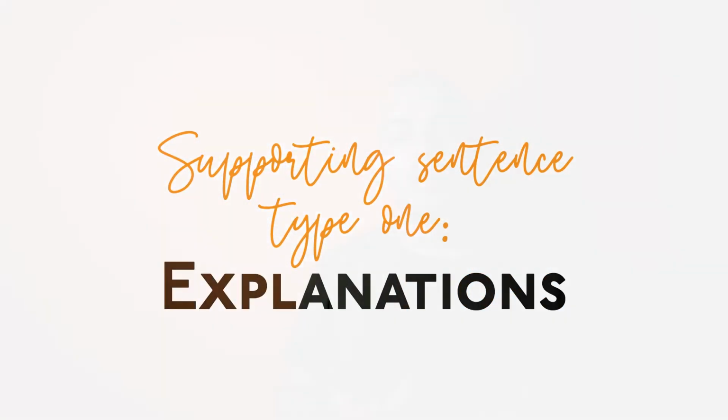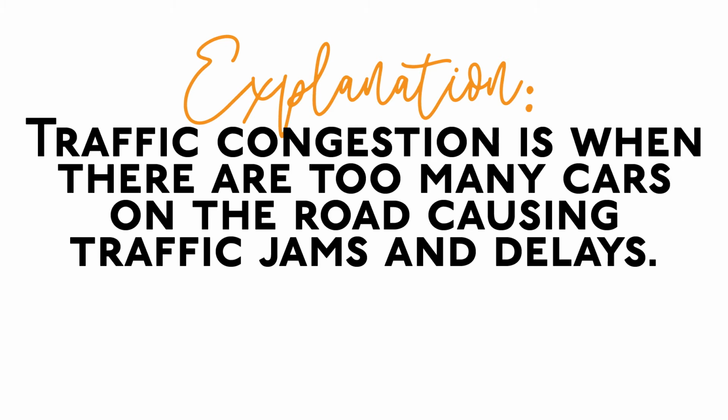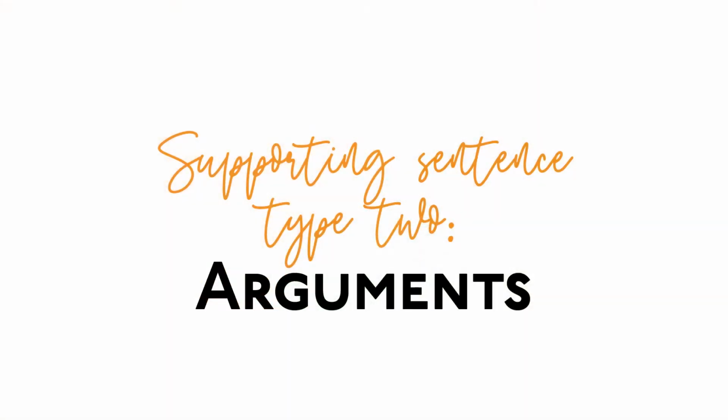What should we be writing when we're writing these? Well, I always recommend to have a mix of explanations, arguments, and examples when you're writing these. So an explanation essentially just explains what your key term means. In our example, we're talking about traffic congestion. So we can write something like, traffic congestion is when there are too many cars on the road causing traffic jams and delays. So we're just explaining what that key term means.